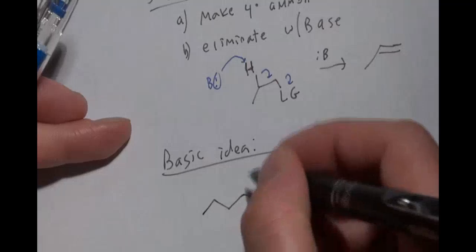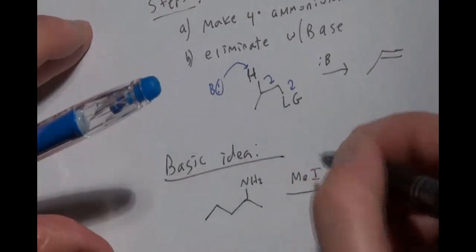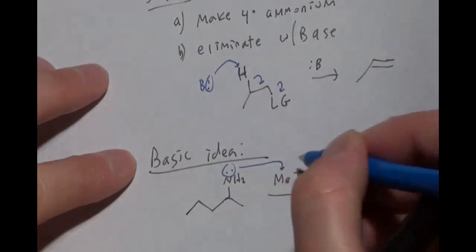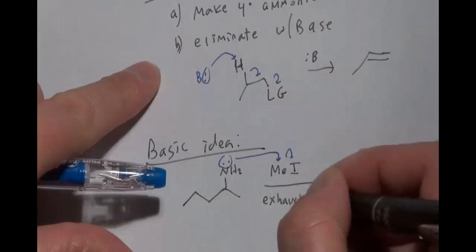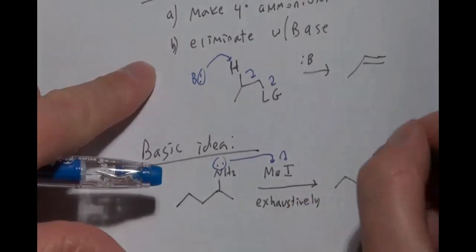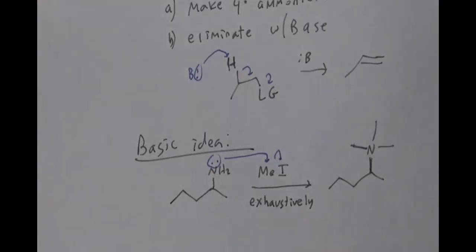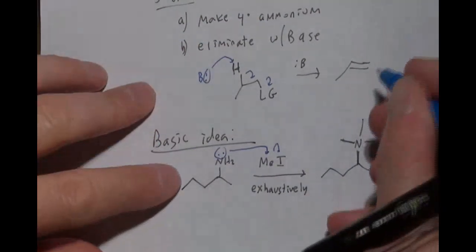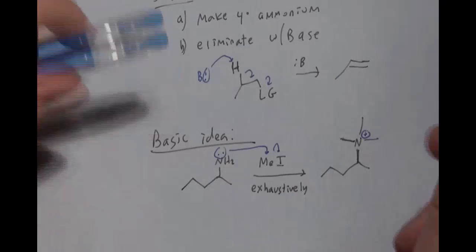if we have an amine, what we're going to do is first methylate it with methyl iodide or iodomethane. And this is exhaustive, so we do this multiple times. We methylate it until it can't methylate anymore. So we go exhaustively. Right? And your charge, I think there should be a charge. Where's the charge? Charge is on nitrogen. And yeah, okay, so we have a quaternary ammonium salt.